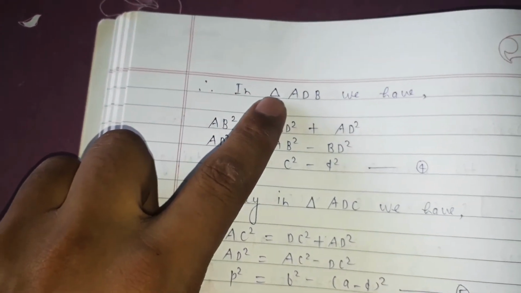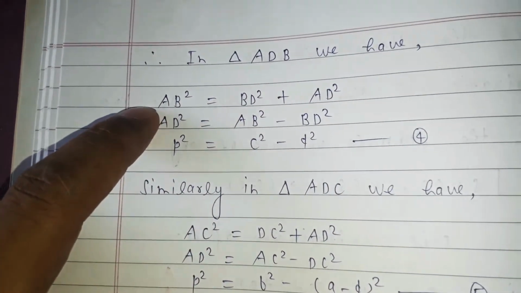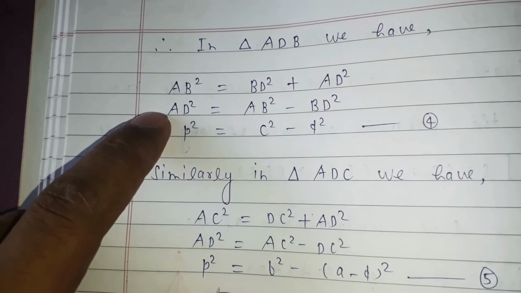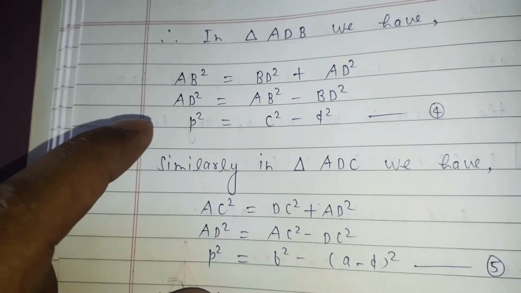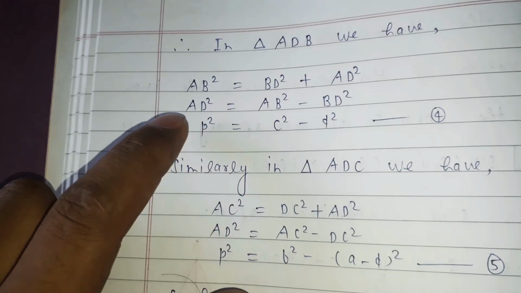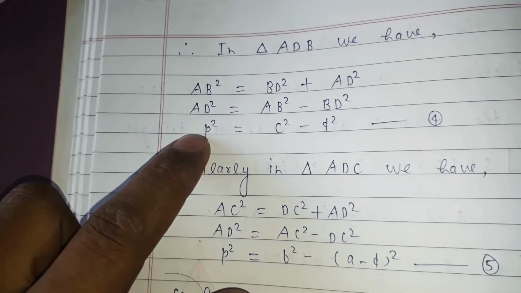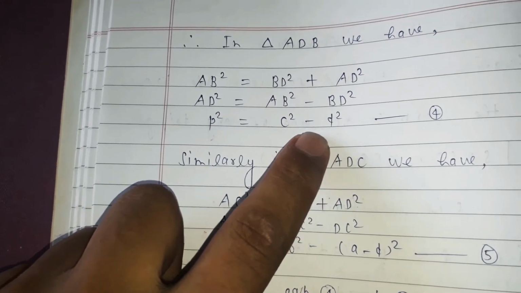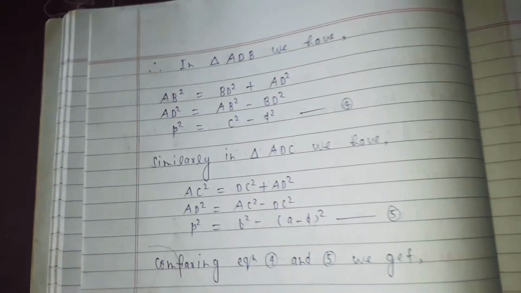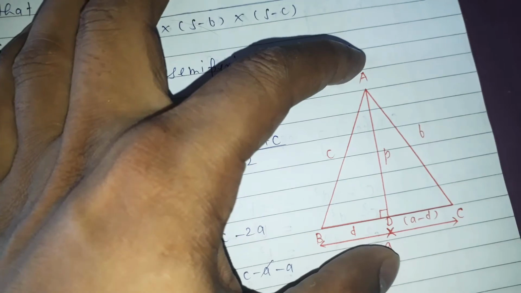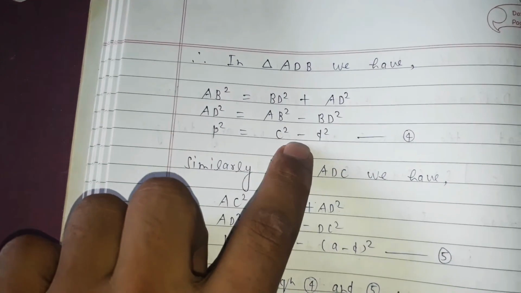Now in triangle ADB, we have AB square equal to BD square plus AD square. This implies that AD square equal to AB square minus BD square. Now from the figure we put the value of AB, BD and AD. We get p square equal to c square minus d square. What is p? p is the length of AD. This part is p. So p square equal to c square minus d square.